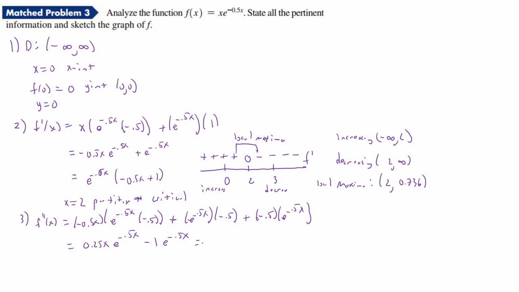Let's do the same thing we did last time. Let's pull out the e to the negative 0.5x, and what's left over is 0.25x, and then minus 1. Now, that's not a negative here, that's a 0.25. All right, so now if we take 1 over that, that's going to be 1 multiplied by 4. So it looks like x equals 4 is a partition number and a critical number, because it can equal that.